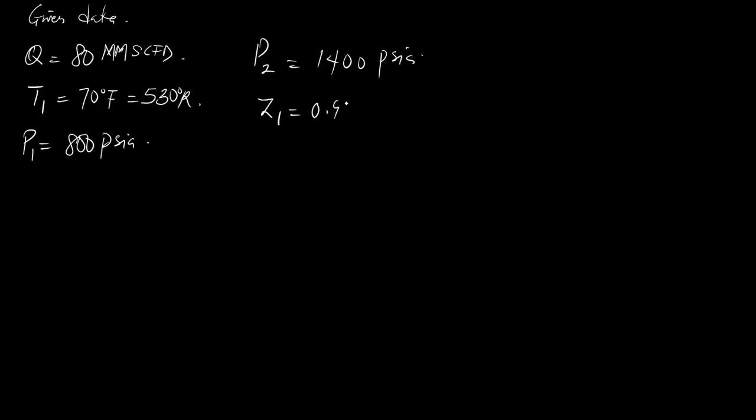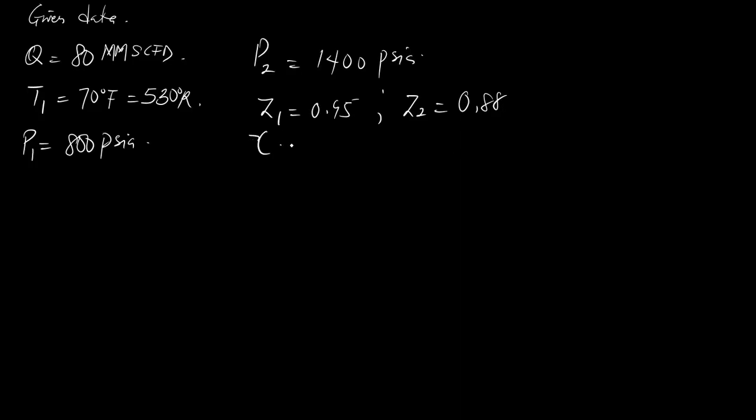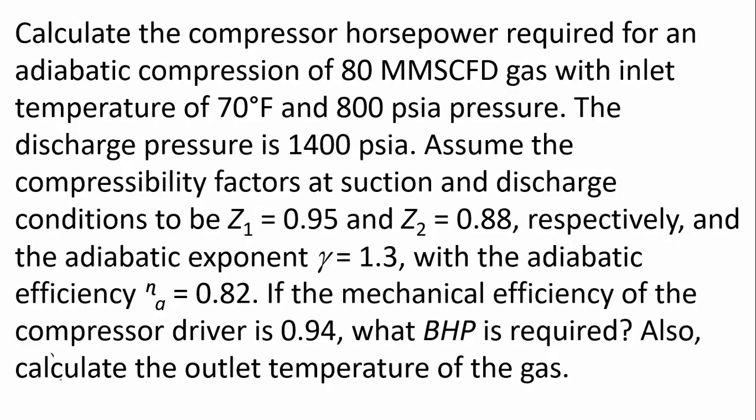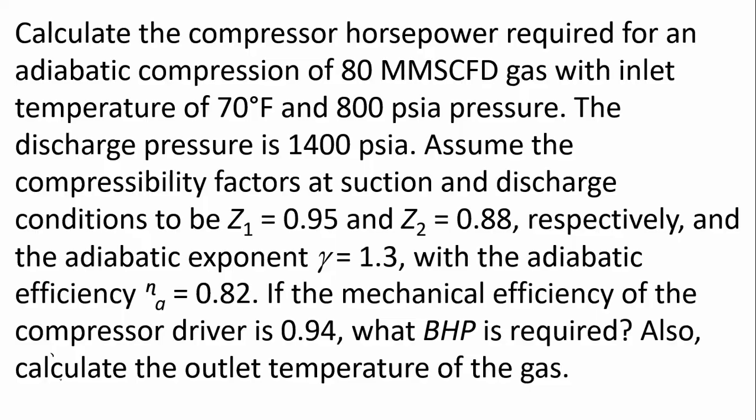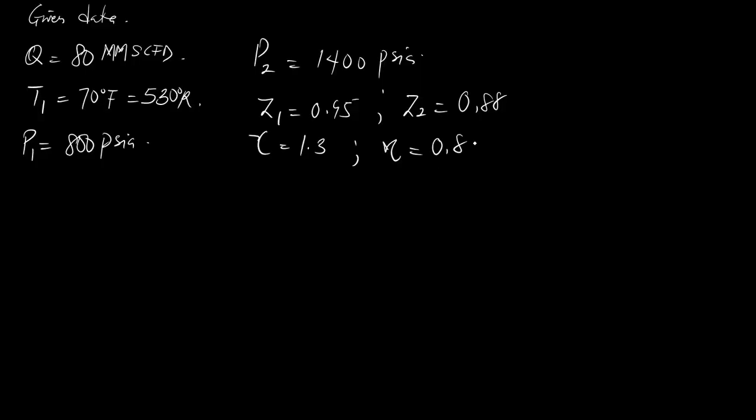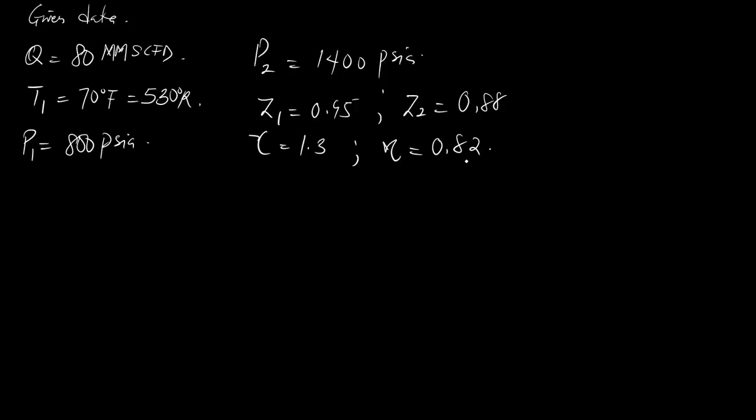Z1 is 0.95, Z2 is 0.88. Gamma is 1.3. This is adiabatic, right? The mechanical efficiency is 0.94.